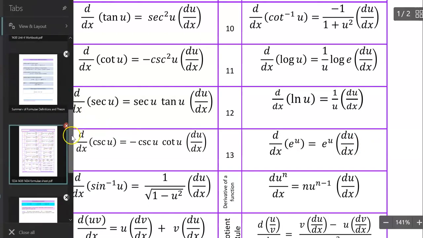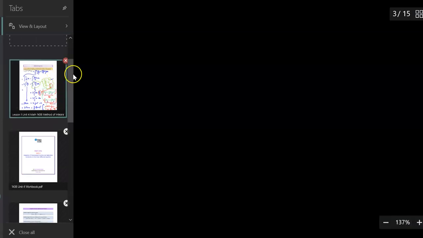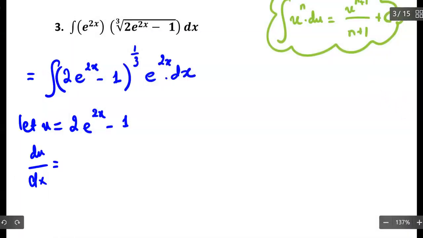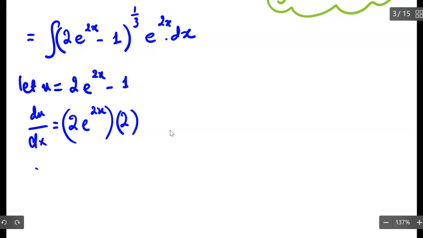Alright, so let's get back to our example, and we will continue to differentiate. I will have the exact same thing again. So I have 2e to the 2x, right? But I must multiply by the derivative of this exponent. Derivative of 2x is equal to 2, so I must multiply this by 2. And the derivative of negative 1 is equal to 0. So du over dx will be equal to 4 times e to the 2x.